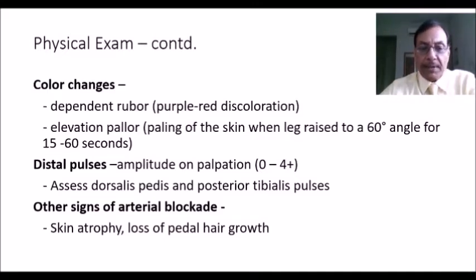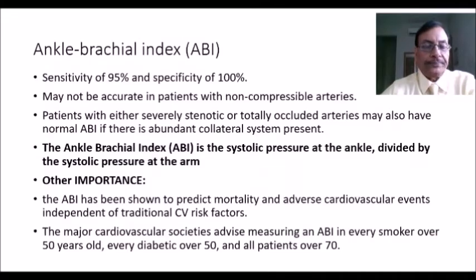The distal pulses are to be assessed, especially the dorsalis pedis and posterior tibial arteries. And there are other signs of arterial blockade to be noted, which are skin atrophy and loss of pedal hair growth. In the segment of vasculopathy, the ankle brachial index is very important to be noted.